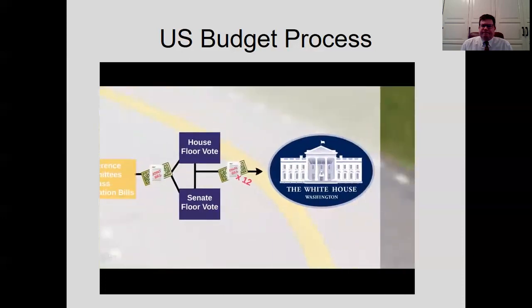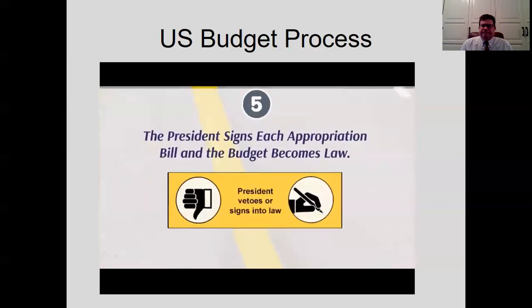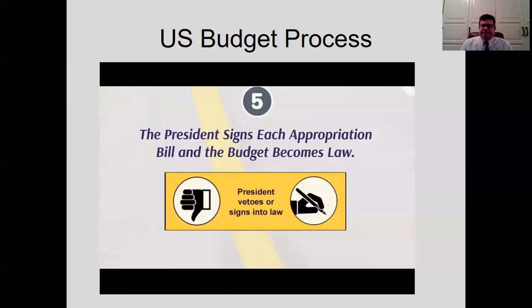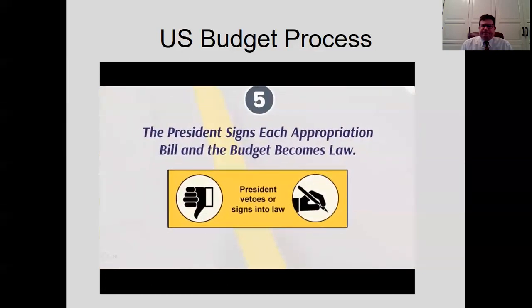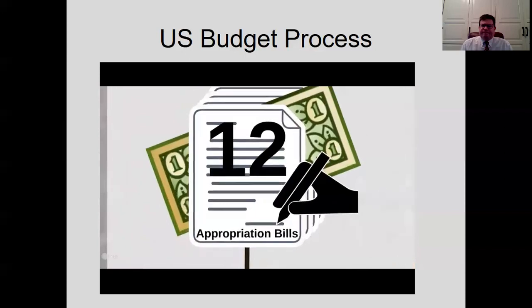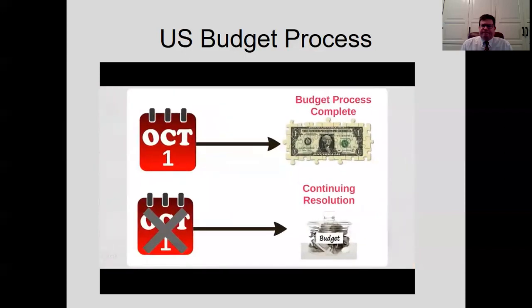In step 5, the president signs each appropriations bill and it becomes law. When the president has signed all 12 appropriations bills, the budget process is complete for the fiscal year. However, this rarely happens by October 1st, the start of the new fiscal year. When the budget process is not complete by October 1st, the Congress must pass a continuing resolution to keep agencies funded for a set period of time. These levels are based off the previous year's budget.